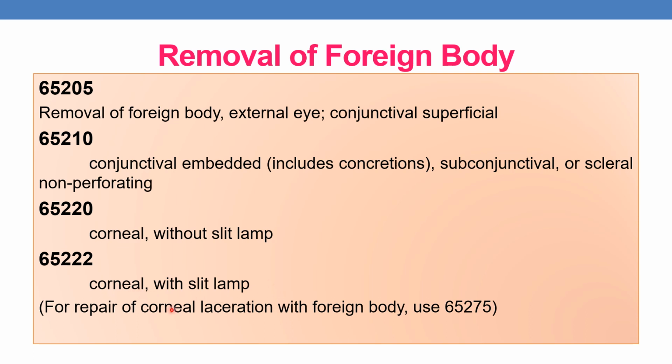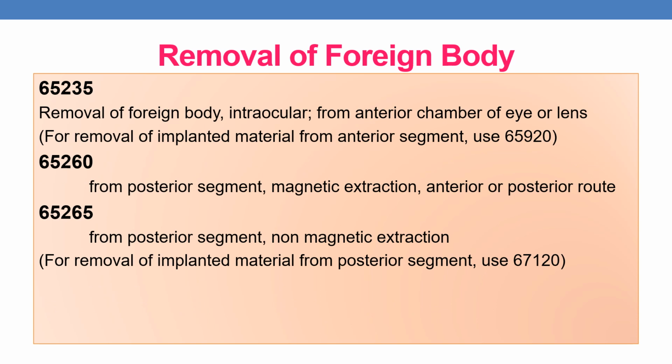And for repair of corneal laceration with foreign body, you need to use the CPT 65275. The next CPT is 65235. Removal of foreign body intraocular from anterior chamber of the eye or lens. And for removal of implanted material from anterior segment, you need to see 65920.